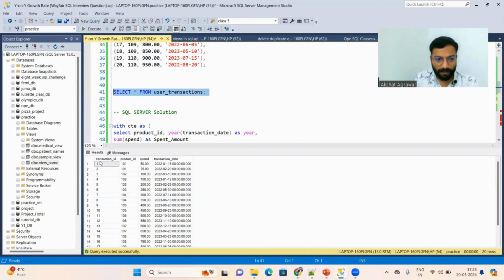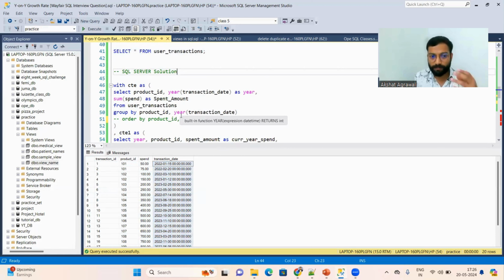When I see the table, we have exactly the same schema: transaction ID, product ID, spend, and the transaction date. Transaction ID is the unique ID of the transaction. Product ID is the product which was sold or taken in that transaction. Spend is the amount which was spent on that transaction, and the transaction date is when that transaction happened, right? So we have to break this question into three topics. Ultimately, what we have to find is the year-on-year growth rate, in percentage actually, for each product, right?